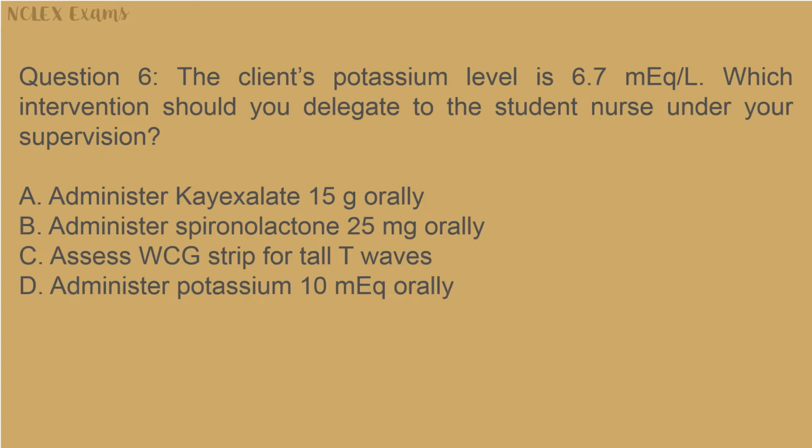Question 6. The client's potassium level is 6.7 mEq/L. Which intervention should you delegate to the student nurse under your supervision? A. Administer Kayexalate 15 grams orally. B. Administer spironolactone 25 mg orally. C. Assess ECG strip for tall T waves. D. Administer potassium 10 mEq orally.